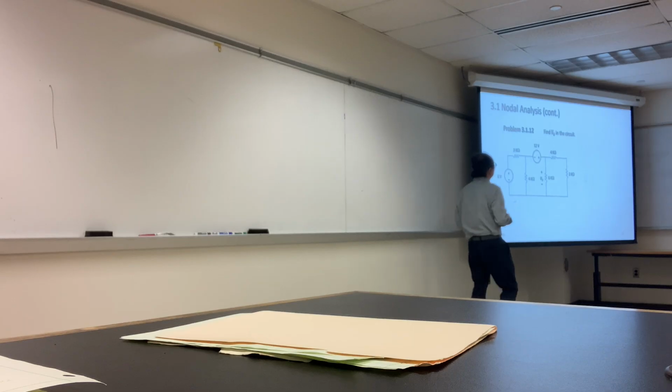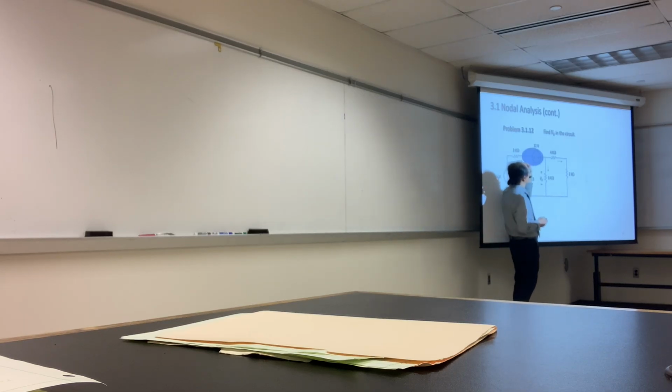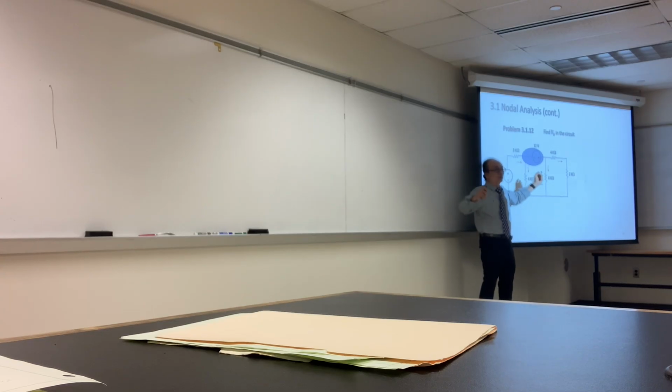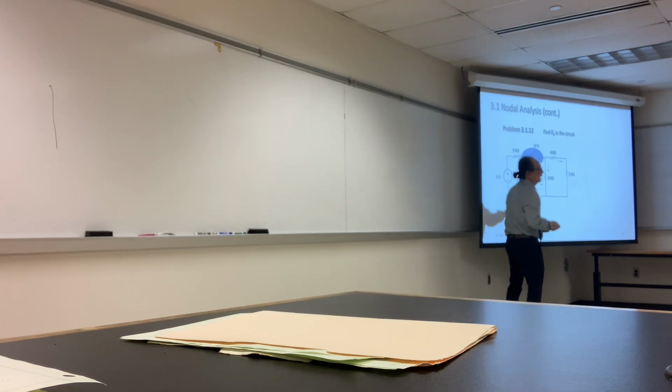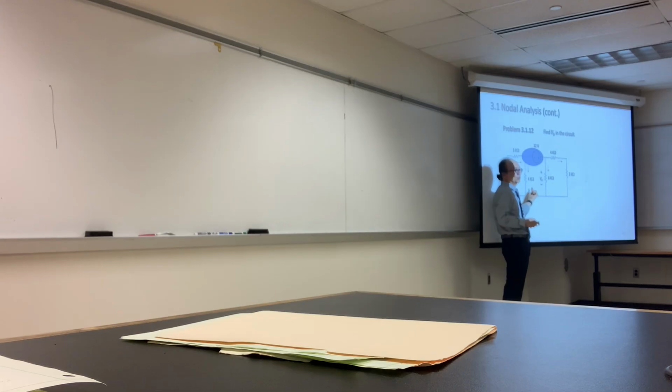So what we need to do, we need to make this as a super node. And then all the currents going out from the node. At the end, we need to have one more equation doing what? KVL, including this super node.